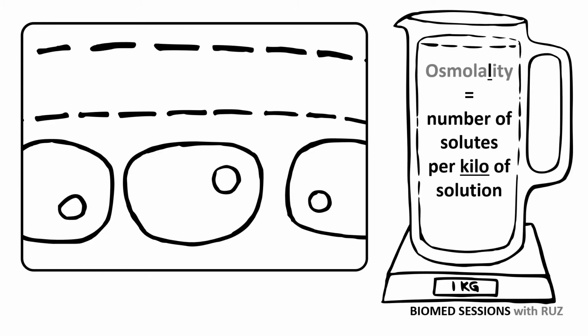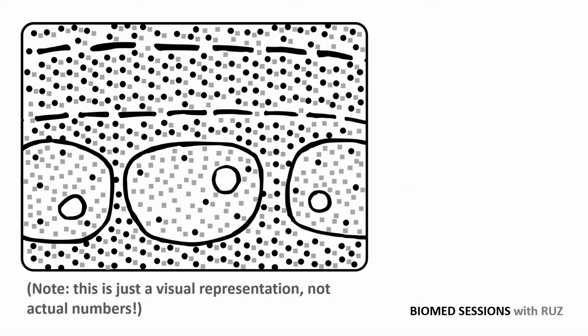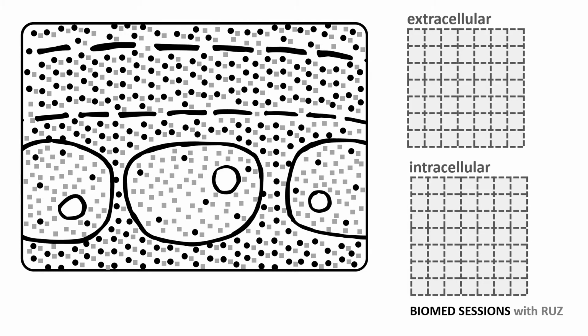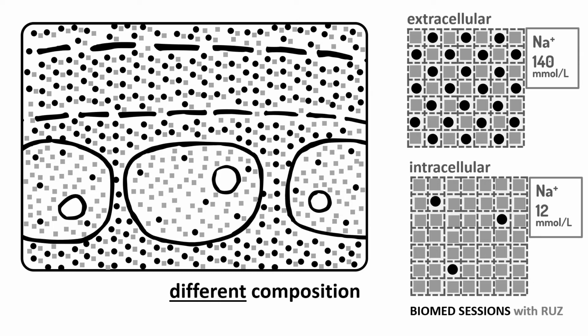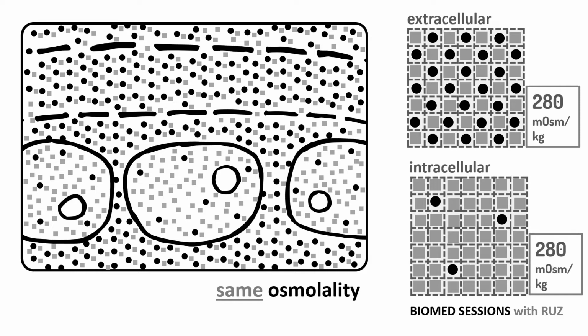To understand osmolality, we need to acknowledge that sodium isn't the only solute present. I will use grey squares to represent other solutes, which includes multiple substances such as other electrolytes, for example, potassium, and molecules such as glucose. This grid represents 1 kilogram of water intracellularly, and this one, 1 kilogram of water extracellularly. As you can see, despite the different compositions, the overall number of solutes is the same. Therefore, the osmolality is the same.